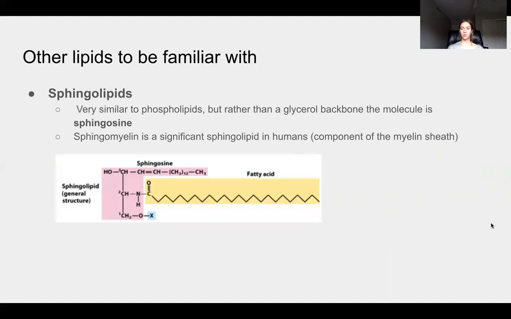So was it last week? I don't know. We talked about some lipids, like phospholipids and cholesterols and a few other structures a couple weeks ago. So I'm just going to talk about some other lipid structures that we haven't covered yet. Sphingolipids are very similar to phospholipids, but rather than a glycerol backbone, the molecule is sphingosine. The only really clinically or biologically relevant sphingolipid that we'll talk about is sphingomyelin, which is a component of the myelin sheath in neurons.